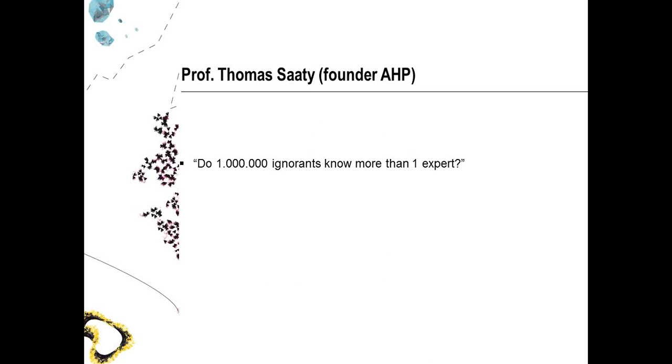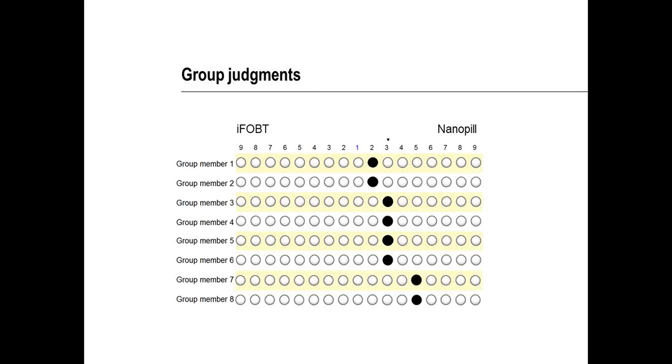Like one of the quotes of the founder of the AHP, Professor Saaty, he said, well, you can involve 1 million people, but if they really don't know the context, do they know more than if you would involve 1 expert? So if you have, like here, a group of 6 experts, it's really important that you have the right experts, maybe more even than that you have several hundreds of these experts involved.